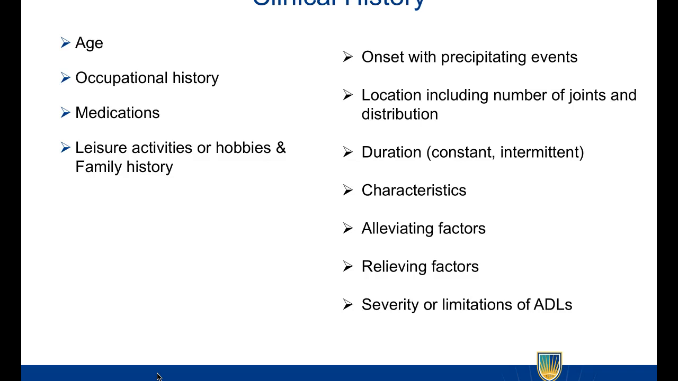Finally, a thorough review of systems should include other organs or systems that may be associated with musculoskeletal complaints, such as skin in the case of psoriasis, GI tract, inflammatory bowel disease, scleroderma, eye, sarcoidosis, and nervous system, such as Lyme disease, vasculitis, multiple sclerosis, just to name a few.